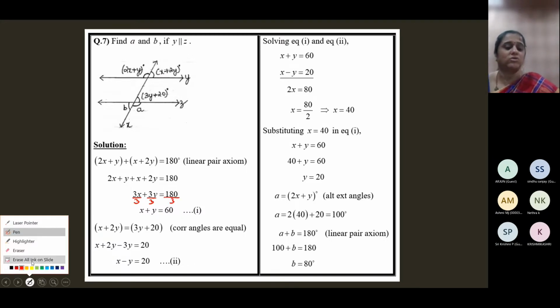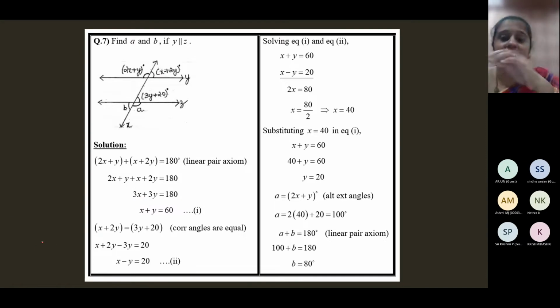Dividing by 3 throughout. You should divide every term in the LHS and every term in the RHS by the same number. You can do that. So dividing by 3 throughout, 3x by 3 is x, 3y by 3 is y, because the 3 and 3 get cancelled, and 180 by 3 is 60. So that's how we get this equation, x plus y is equal to 60.